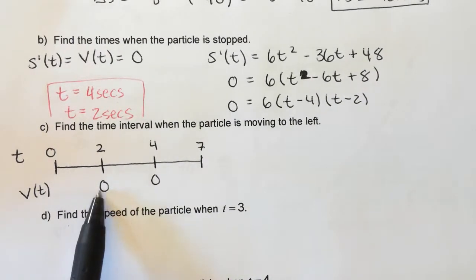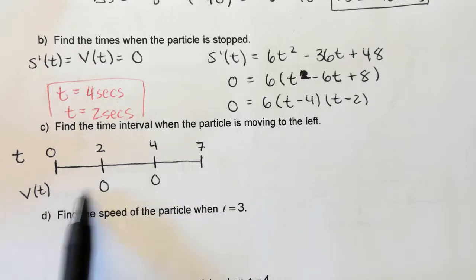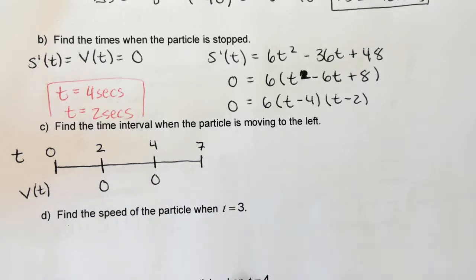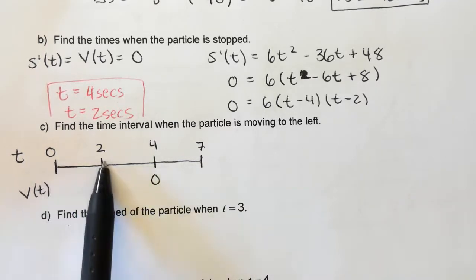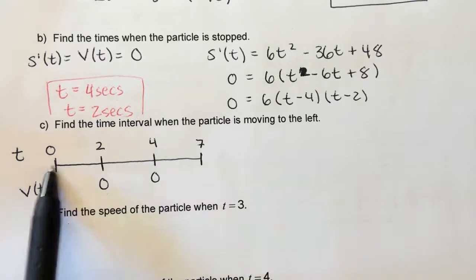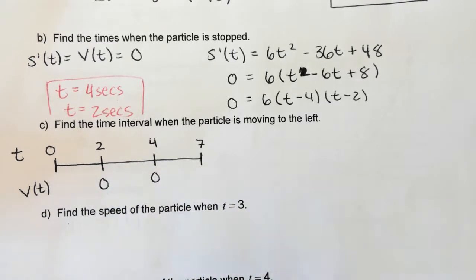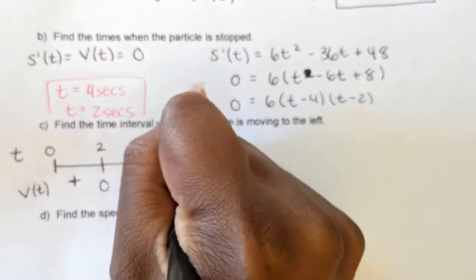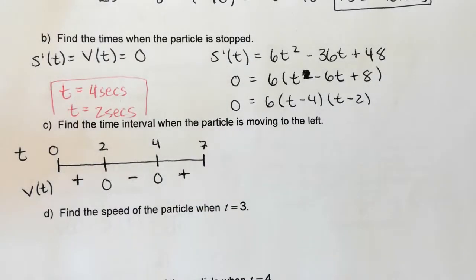So in order for there to be a velocity of 0 here, that means that we had to have changed signs. This is called a sign table. We're going to show the sign between 0 and 2, between 2 and 4, and between 4 and 7. To do that, we really just need to know the sign for one of them, because once we change signs, we just write the opposite sign. Between 0 and 2, if we plug in 1, for example, we find that our sign is positive. So when we change signs, we go negative, and then when we change signs again, we go positive.